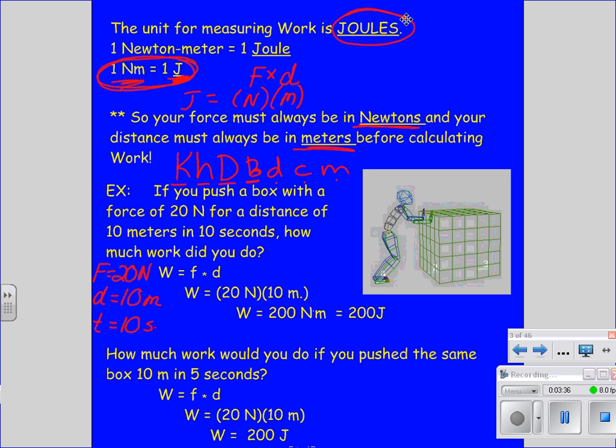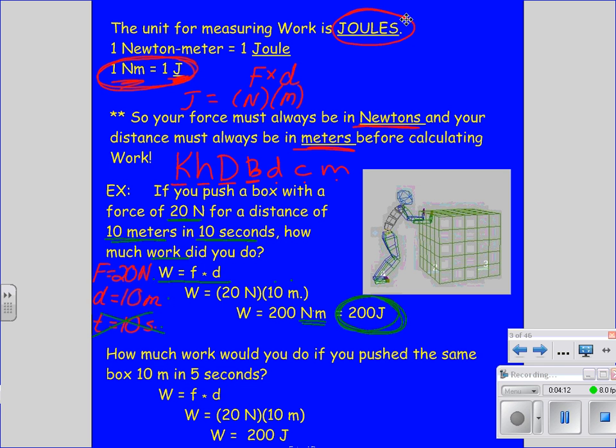If you push a box with a force of 20 newtons for a distance of 10 meters in 10 seconds, how much work did you do? Well, you list all your knowns and unknowns. 20 newtons is my force, 10 meters is my distance, 10 seconds is my time. Now, when you write your formula, work equals force times distance. So do we need time? No. So that's just extra information. Again, get good at reading the questions and seeing what you need or don't need. So like always, write your formula, plug in your numbers and your units, calculate. Again, it's a Newton times a meter, which you now know is 200 joules. Always circle your final answer.